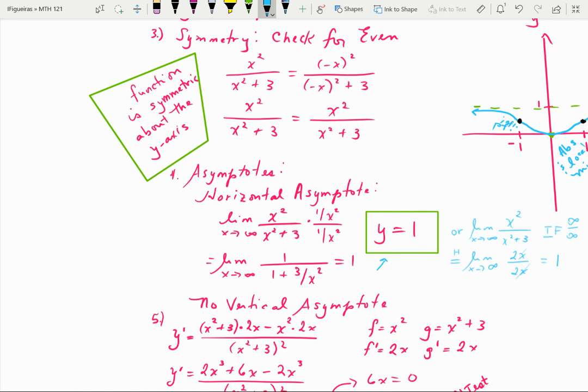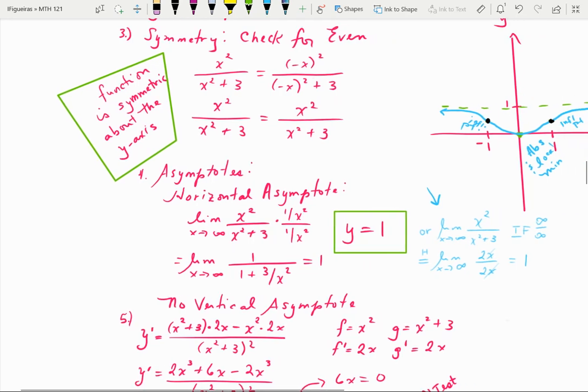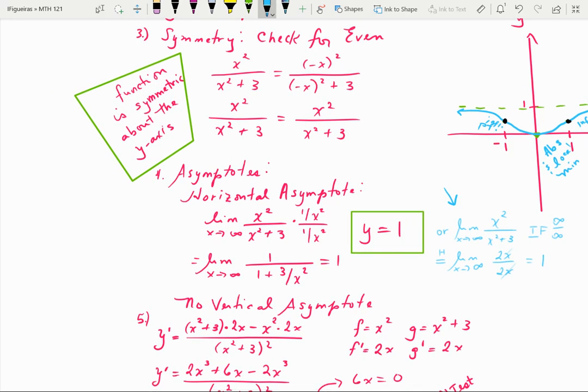But you could also do this with L'Hopital's rule. That's the work that you see here. So that's something that we learned recently. So let me just move this over a little bit. So if I take the limit as x approaches infinity of x squared over x squared plus 3, that's indeterminate form infinity over infinity, which means L'Hopital's rule applies. I apply L'Hopital's rule on the next line. You get 2x over 2x. That's something you can simplify algebraically. The 2x's cancel, and you get the same result of 1. And again, that is your horizontal asymptote. All right.